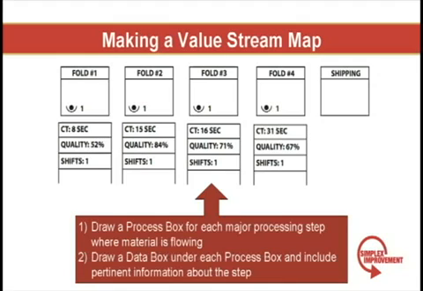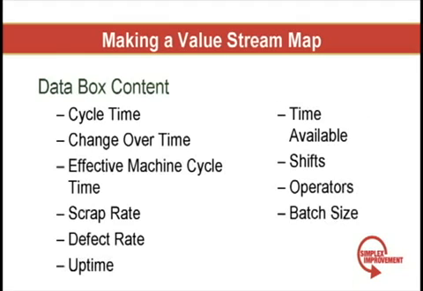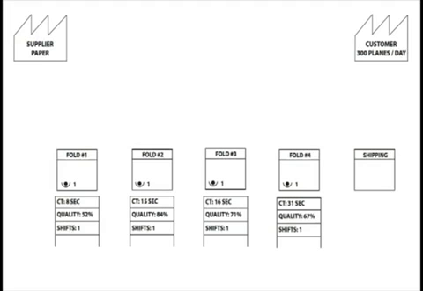Next, draw a data box under each process box and include pertinent information about the step. I've listed some usual suspects you may want to capture. Remember, it's best if you capture the data on the shop floor personally rather than relying on someone to pull info from the system. For certain items that take a long time, like setup or CO for changeover, you may just want to get this from the system or ask an operator. So this is what the map looks like so far.